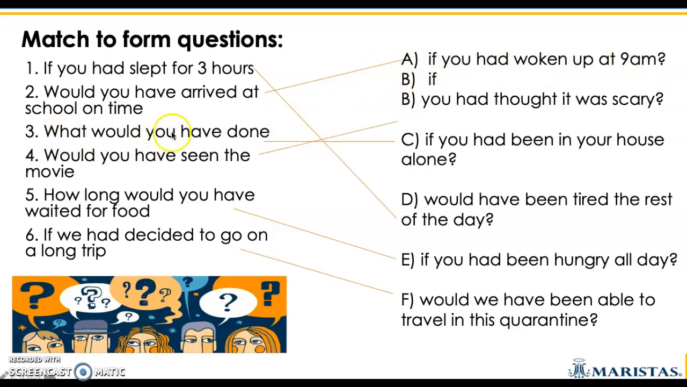Number 3, what would you have done if you had been in your house alone? Would you have seen the movie if you had thought it was scary? How long would you have waited for food if you had been hungry all day? If we had decided to go on a long trip, would we have been able to travel in this quarantine? So this is an example of what you have in your workbook in exercise 1. So this can definitely help you with that.